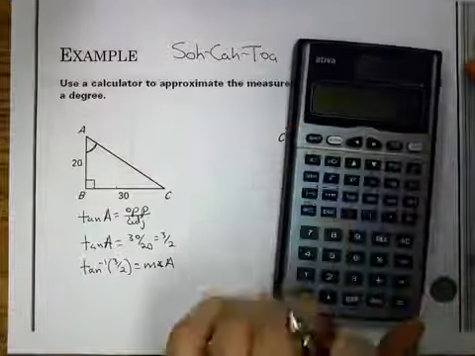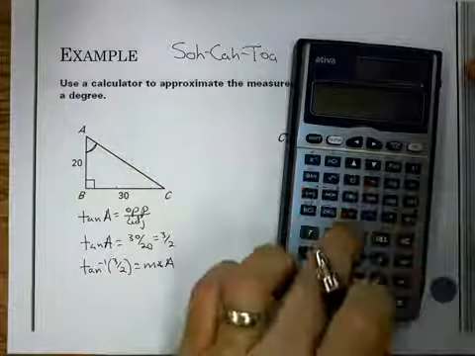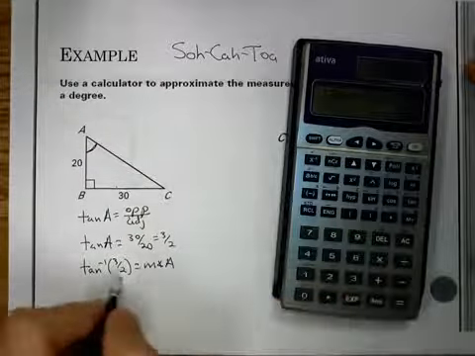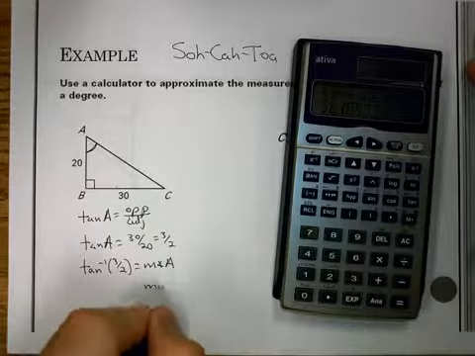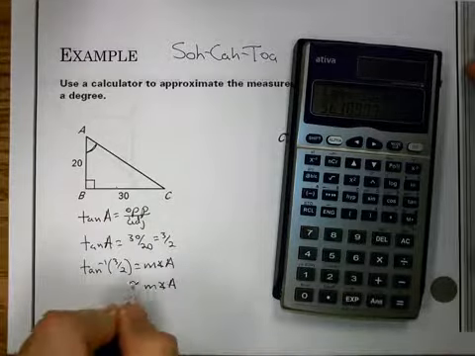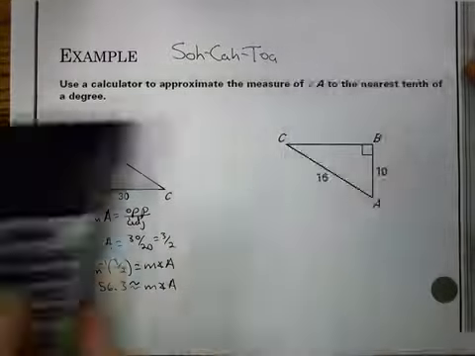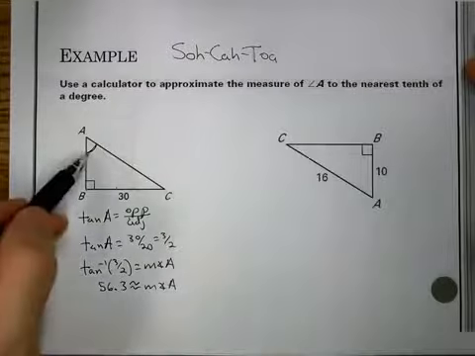So let's see what we get here. We do shift tangent inverse, 3 divided by 2. You could also make that 1.5 if you needed to. And that comes out to be about 56.3 degrees. So that is the measure of angle A.